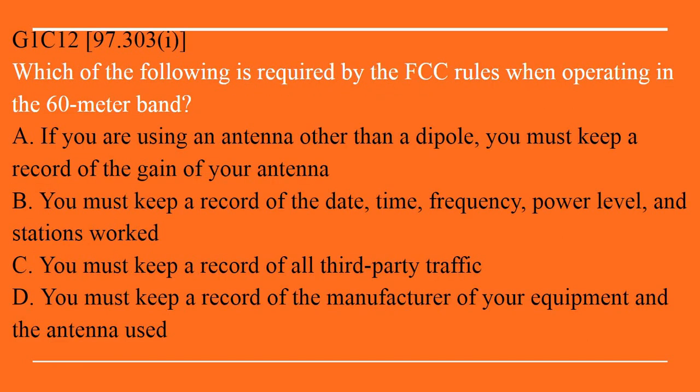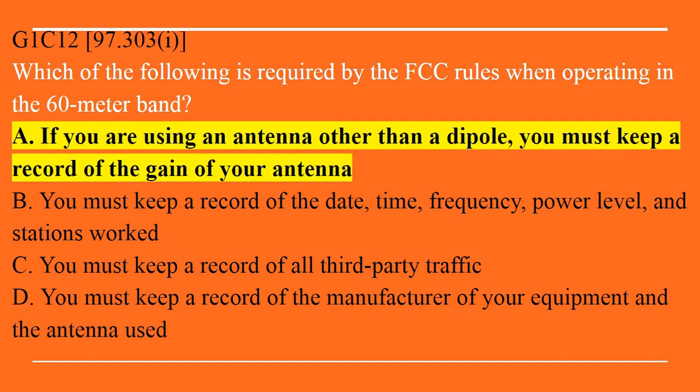G1C12, which of the following is required by the FCC rules when operating in the 60 meter band? A. If you are using an antenna other than a dipole, you must keep a record of the gain of your antenna. B. You must keep a record of the date, time, frequency, power level, and stations worked. C. You must keep a record of all third-party traffic. Or D. You must keep a record of the manufacturer of your equipment and the antenna used. Answer here A. If you are using an antenna other than a dipole, you must keep a record of the gain of your antenna.